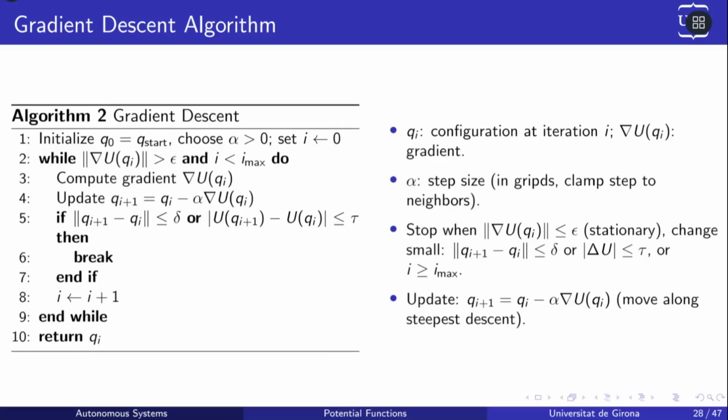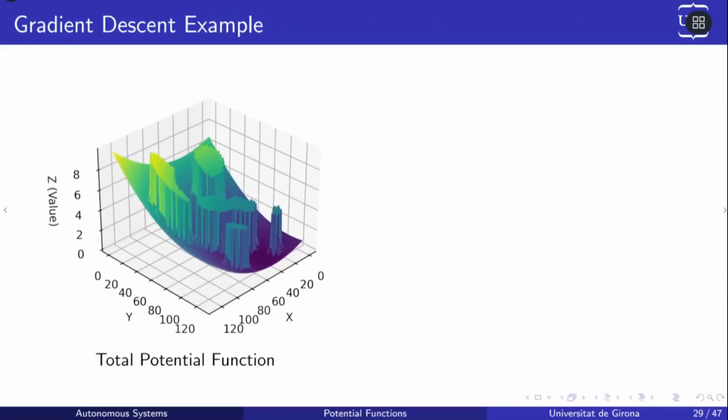And this function will end not when we reach the goal, but when we reach a position of 0 energy. That can be the goal or not. Okay, just let me show you a couple of examples and then we continue.